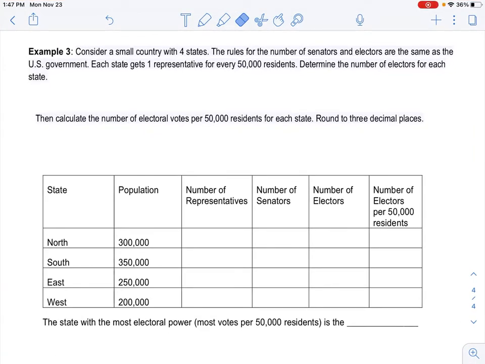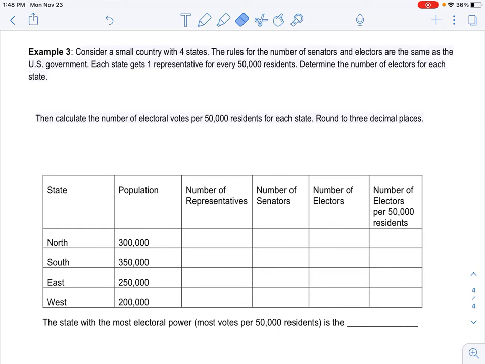Okay, this video is going to cover the last example, which is very similar to some homework problems you have in my open math. So it says, consider a small country with 4 states. The rules for the number of senators and electors are the same as the U.S. government. And so what that's saying is that your senators will still be the same. So for each state, we get 2 senators.